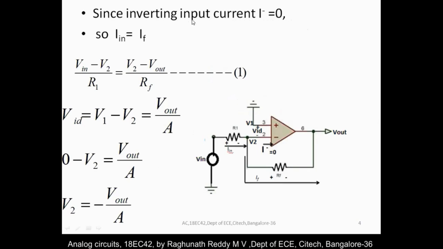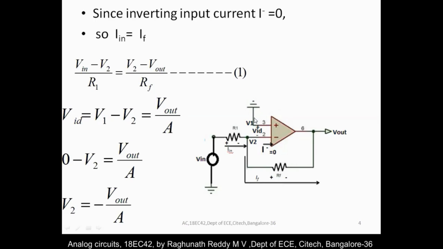Since inverting input terminal I minus equal to 0, so that Iin equal to IF. Iin is Vin minus V2 divided by R1, that is equal to V2 minus Vout divided by RF. VID equal to V1 minus V2, that is equal to Vout by A.